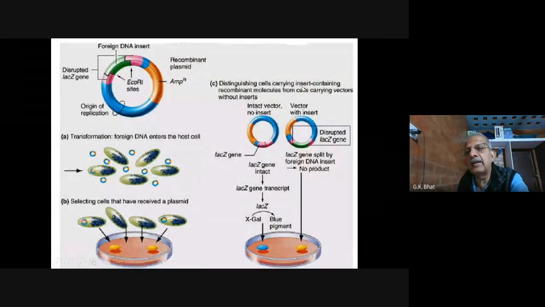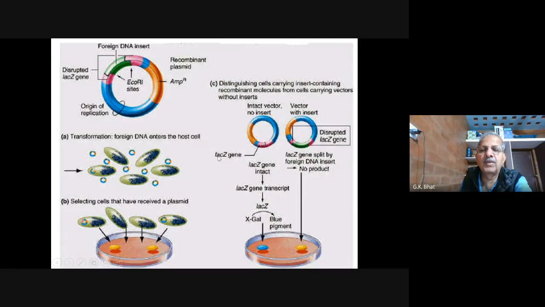Distinguishing cells carrying insert containing recombinant molecule from cells carrying vector without insert. So here lacZ is inserted. Here lacZ is not inserted. Wherever the gene in the lacZ is inserted, you will not see the color. Wherever it is not inserted, you will see the color.